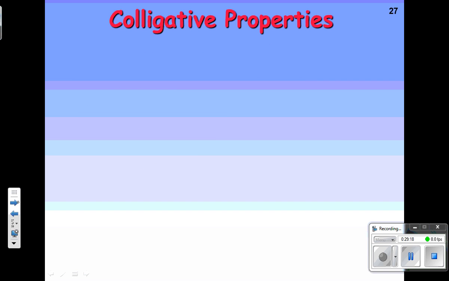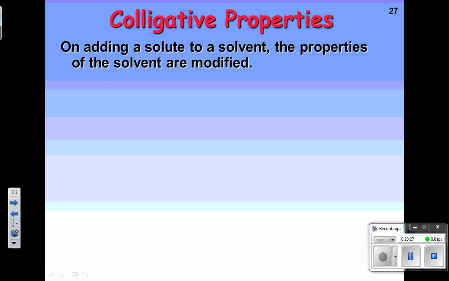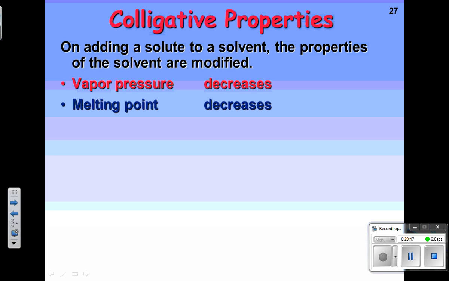Okay, so with molality we can figure out what's called colligative properties. When adding a solute to a solvent, the properties of the solvent are modified, and we do that a lot. Our vapor pressure decreases. That means the amount of water that we would lose from a saltwater solution would be less than the amount of water we'd lose to evaporation in just a glass sitting out with water. The melting point decreases. If I put salt on ice it lowers the melting point, and you say it melts the ice, but it really doesn't. It just lowers the melting point.